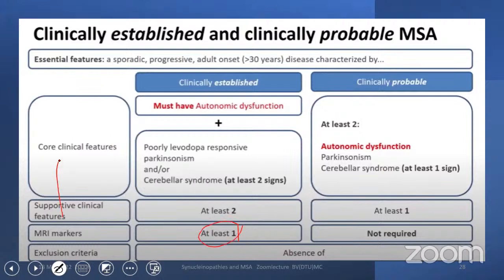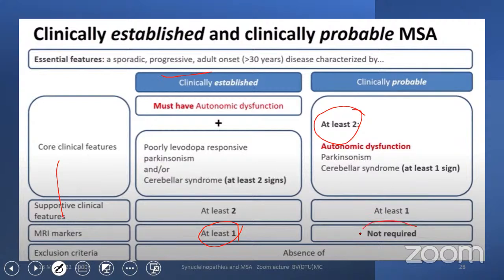So if all these are present, and with exclusion of the exclusion criteria, we'll be able to diagnose MSA with certainty pre-mortem, not ante-mortem. For the probable ones, at least autonomic dysfunction with Parkinsonism or cerebellar syndrome, 1 sign. So at least 2 of them should be present. Here, these 3 should be present: poorly levodopa responsive Parkinsonism, cerebellar syndrome, and ANS dysfunction, plus 2 supportive clinical features of motor, and 1 MRI marker.